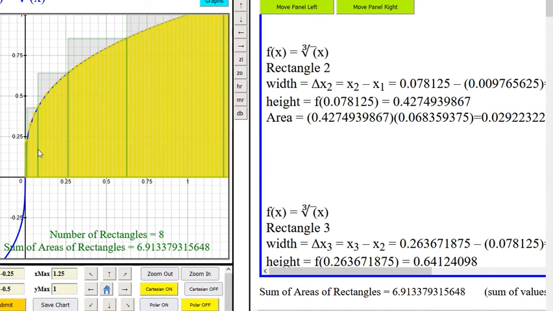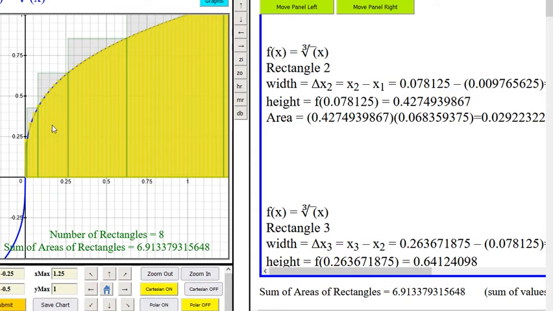And now let's go to the second rectangle right here. This is x sub 1, this is x sub 2. x sub 1 is 0.0097, x sub 2 is 0.078, and we will use the 0.078 to find the height of the second rectangle. When x is 0.078, we plug it in here, and that will give us a y of 0.42. So the height of the second rectangle will be 0.42, since this point right here is x of 0.078 and y of 0.42.